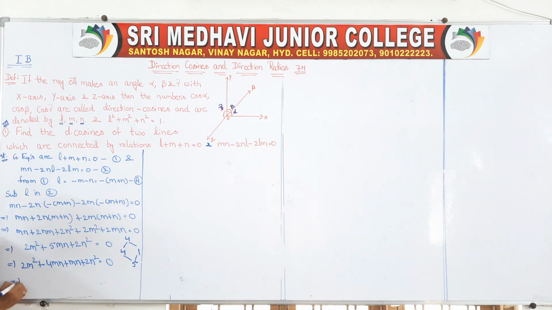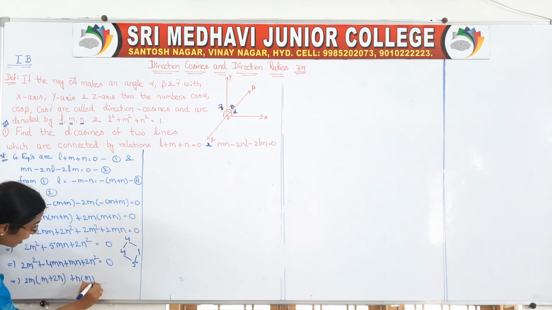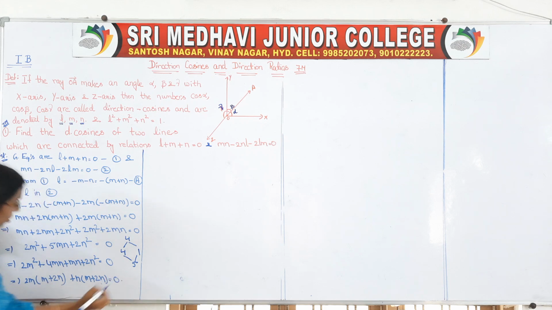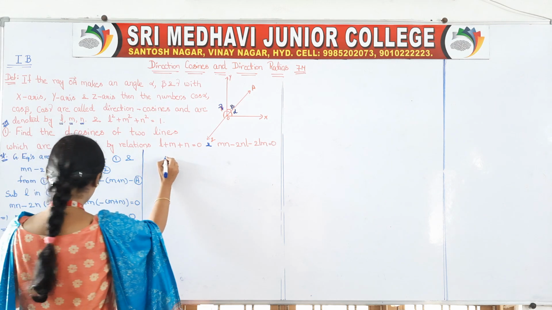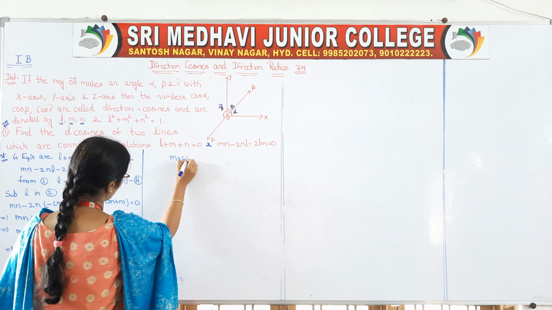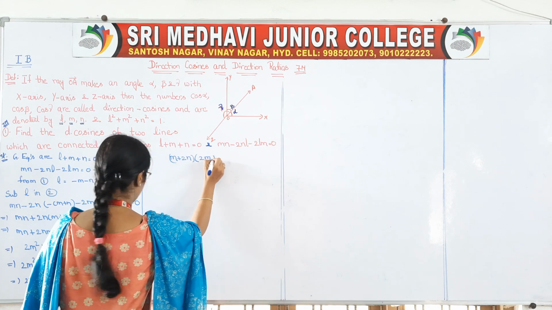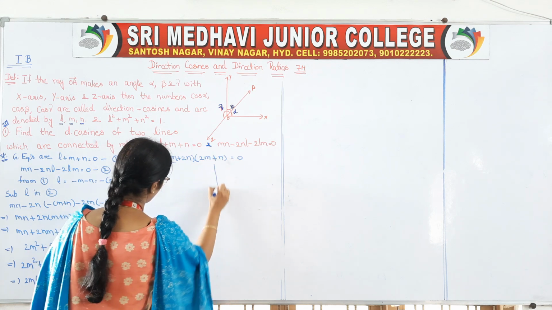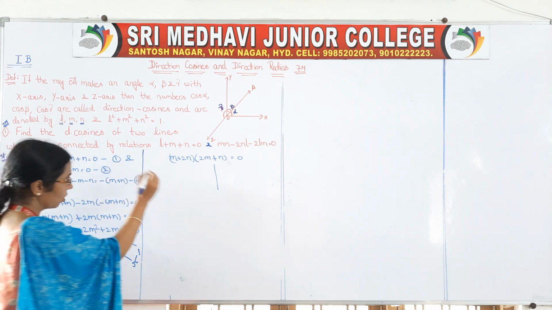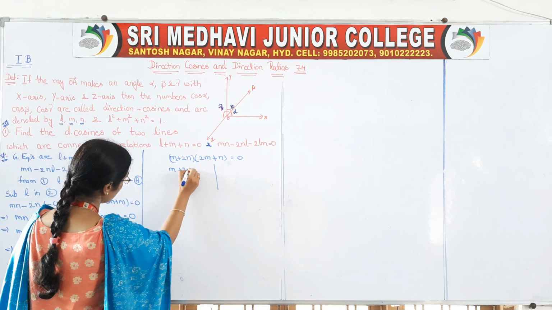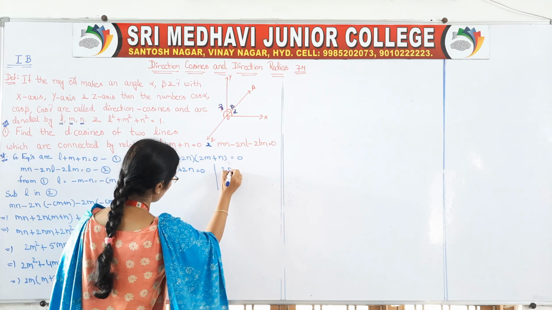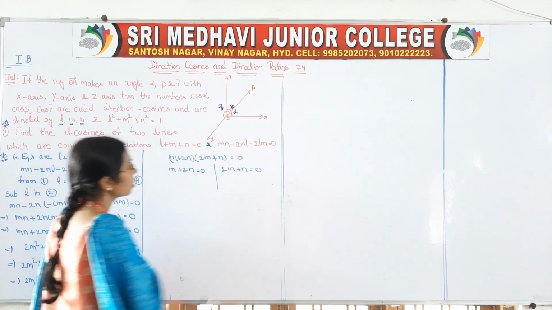From this we can take 2m outside, m plus 2n, and from the rest we can take n outside, so you will have m plus 2n. m plus 2n can be taken common. You take m plus 2n outside, then the leftover value is 2m plus n is equal to 0. So we can get two equations now. What are those? m plus 2n is equal to 0 and 2m plus n is equal to 0.